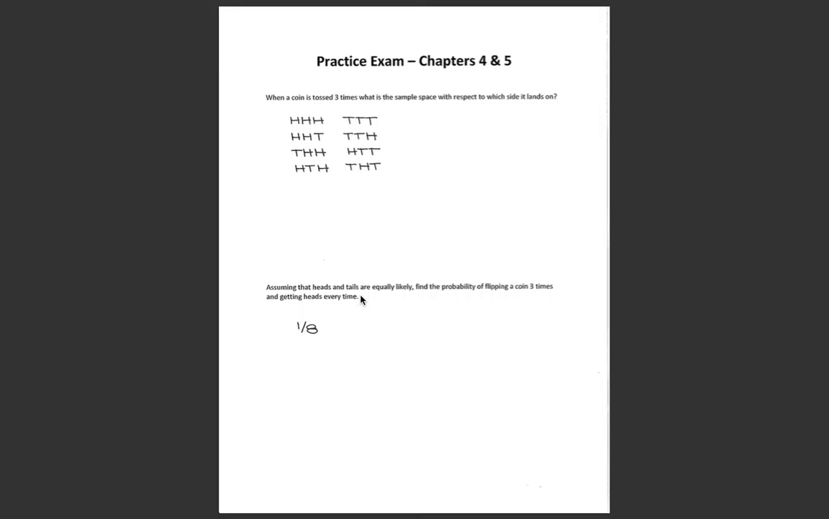Okay, so now assuming that heads and tails are equally likely, we're going to find the probability of flipping a coin 3 times and getting heads every time. Well, this is pretty easy since we already have our sample space and we know that this is all the possible outcomes that there are. So we look at our sample space and figure out how many times this criteria is met, that you get heads every time. And what we find is that only 1 out of the 8 different possibilities yields getting heads every time. So our probability is 1 out of 8.